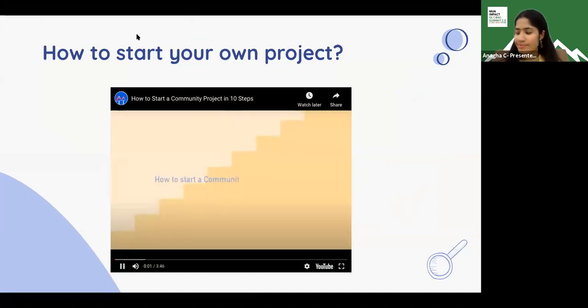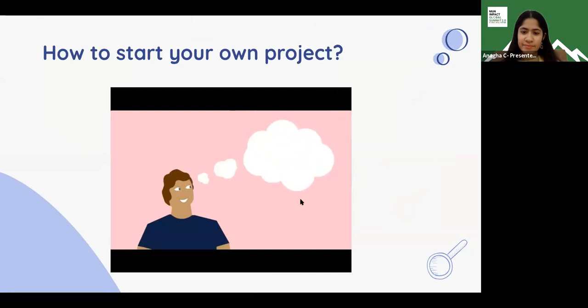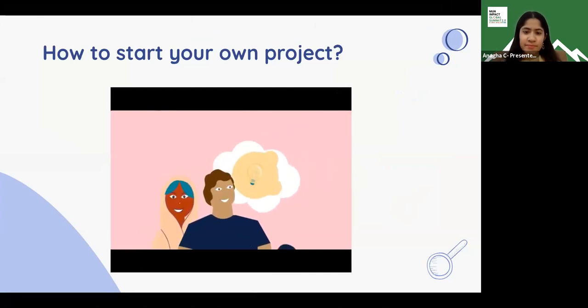How to start a community project in just 10 steps. Step 1, idea. Do you have an idea for a project? Great! There are simple steps you can follow to give your project the best chance of success.